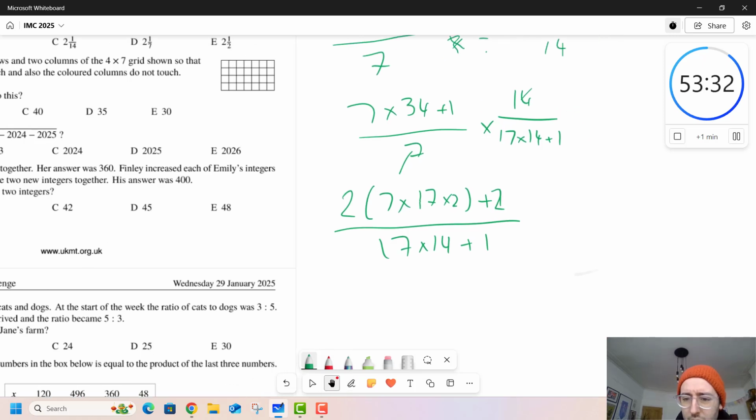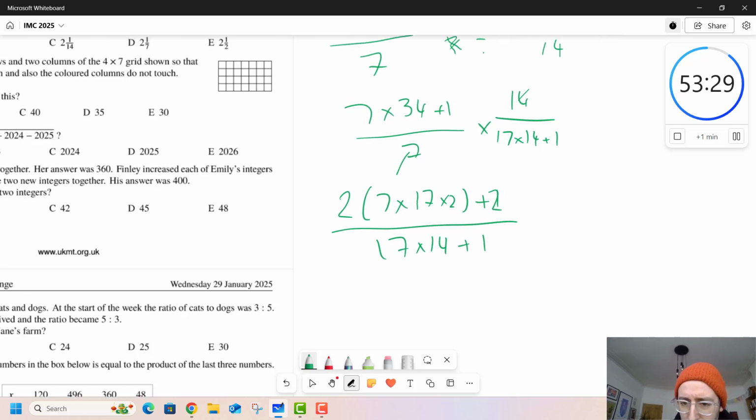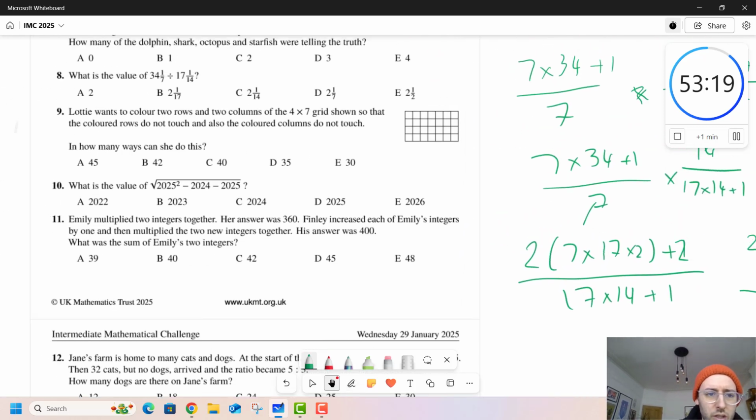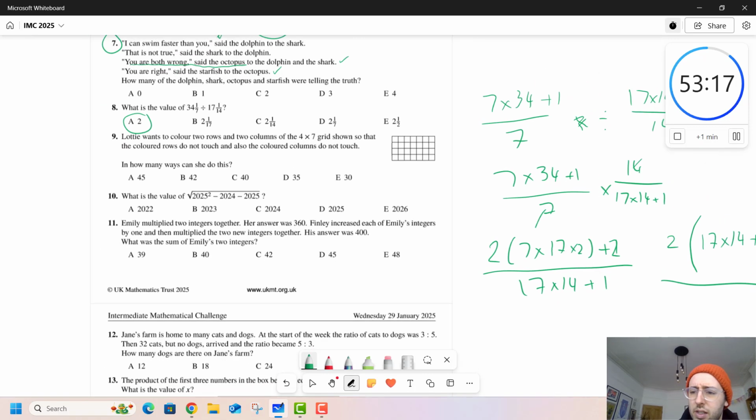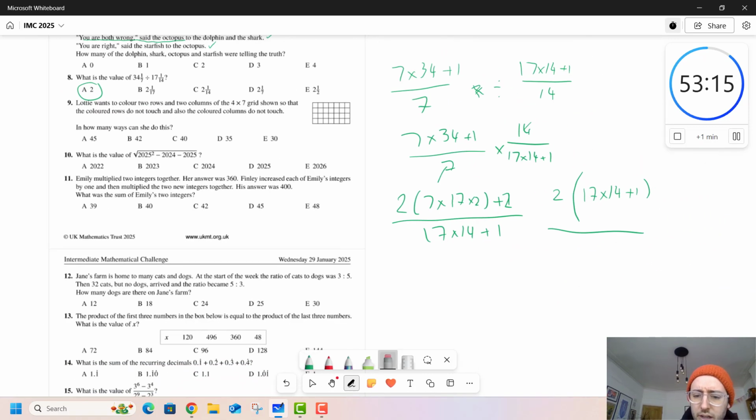Oh, wait. These are both 17 plus 14. So that's 2 lots of 17 times 14 plus 1 over 17 times 14 plus 1. So it's just 2. Okay, it's just 2.